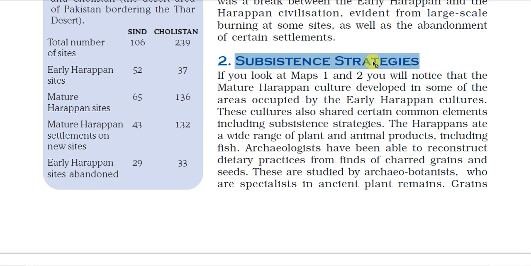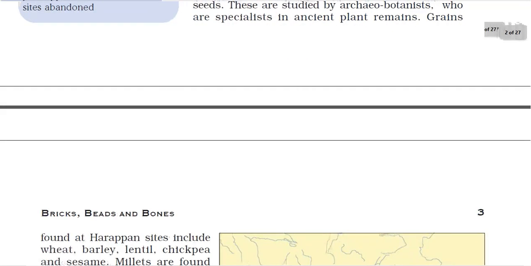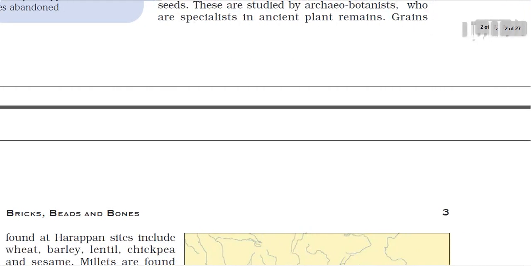Now, there are two important things. Number one, we have to study the wide range of plants and animal products that they were using. So let's see what they were using and what the sources are through which we understand that. We'll come to the next page now. The examples are very important.